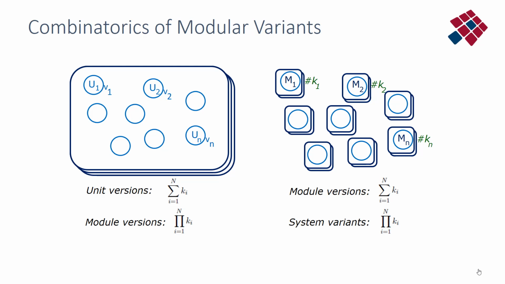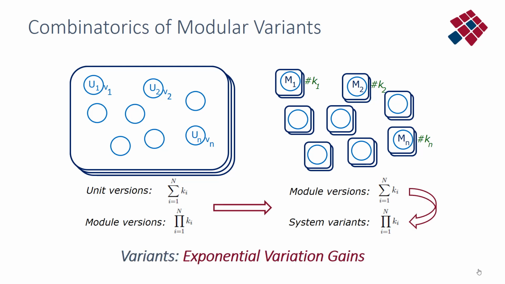In the second option on the right, we have that product as the possible number of system variants that we could have, but we don't have them, we just enable them. We make it possible that you could have all these variants as combinations of the different modules.